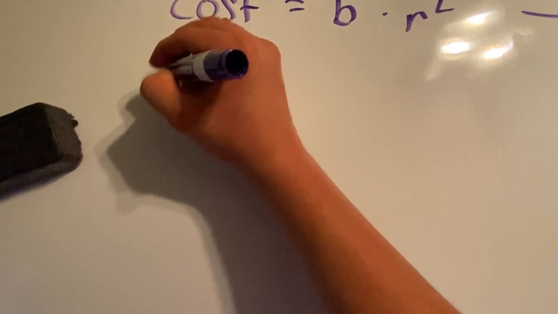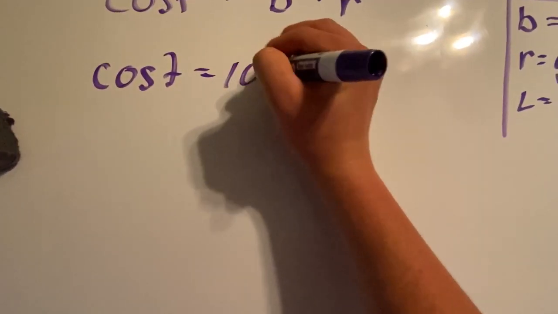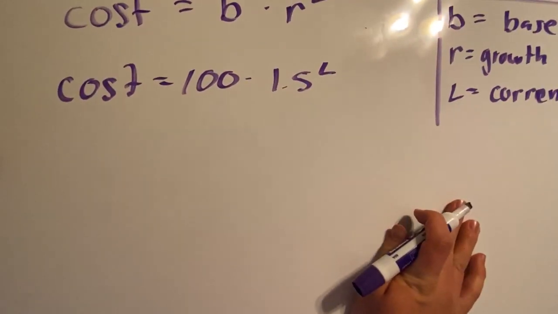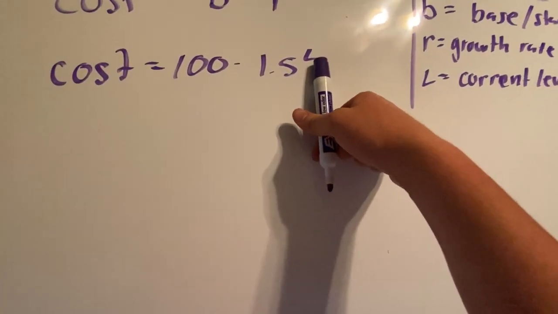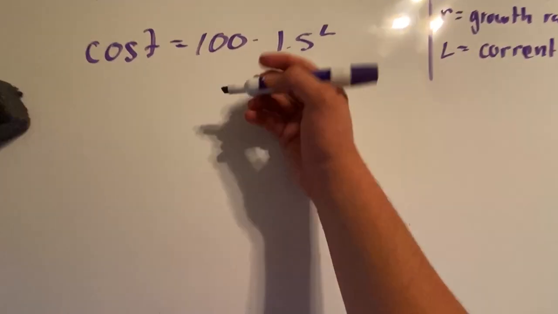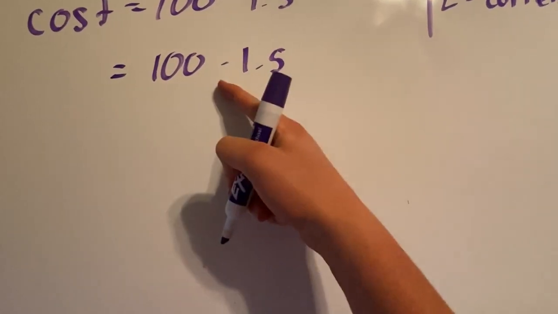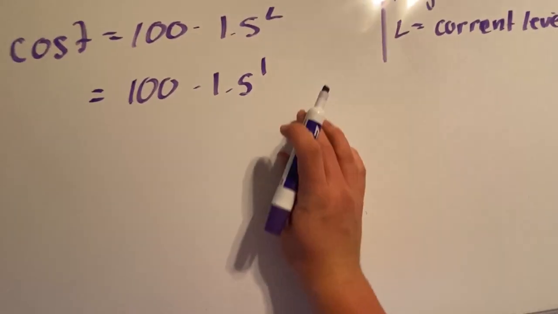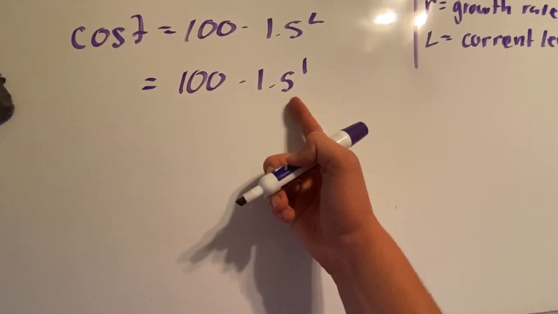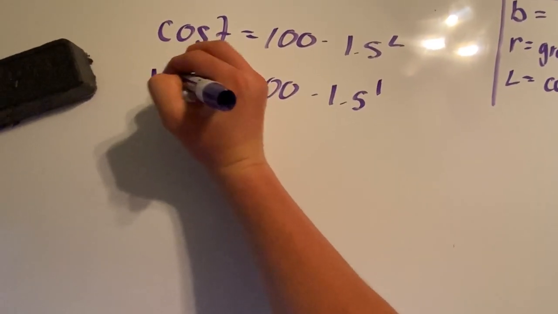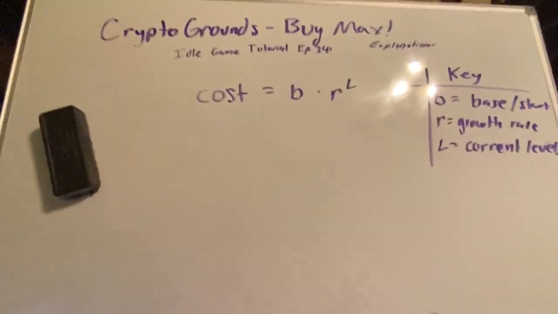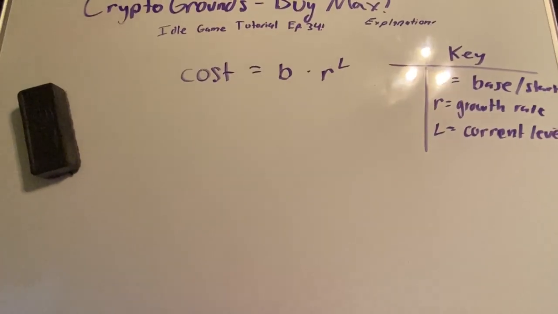So for example, let's say we want to set our cost equal to 100 times 1.5 to the power of l. Every time we have a level, 100 will be multiplied by 1.5. So if level was 1, so if 100 times 1.5 to the power of 1, this is basically just 100 times 1.5, which will equal 150. So there's this example. Hopefully that makes sense. So this equation comes from something, and it's very cool how it actually turns out.